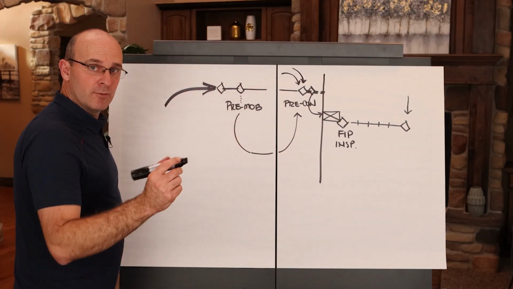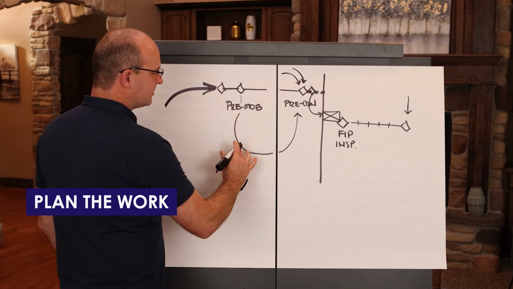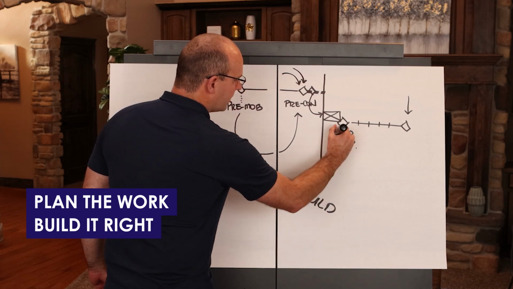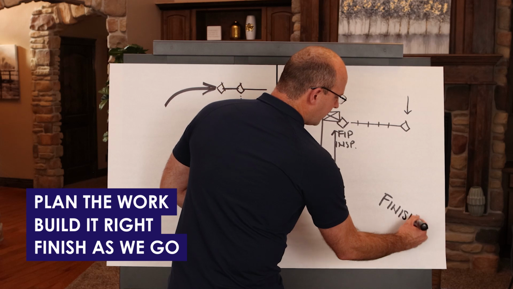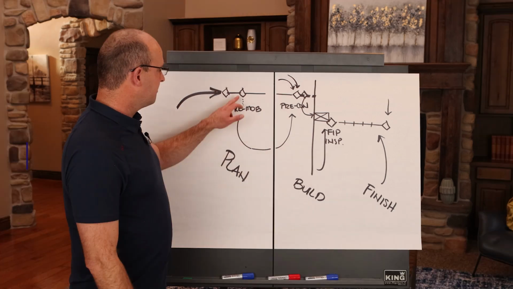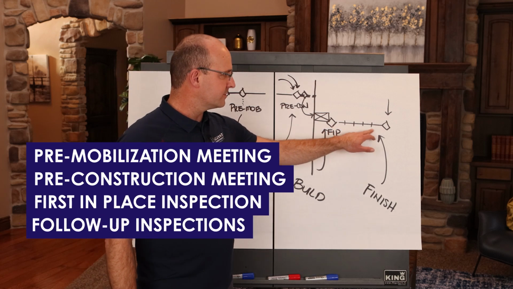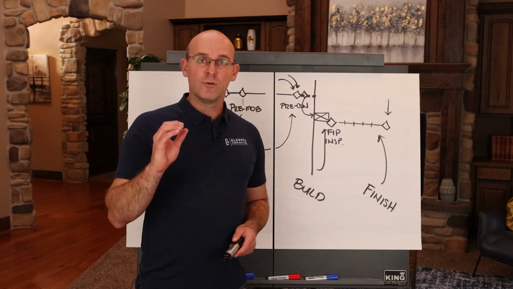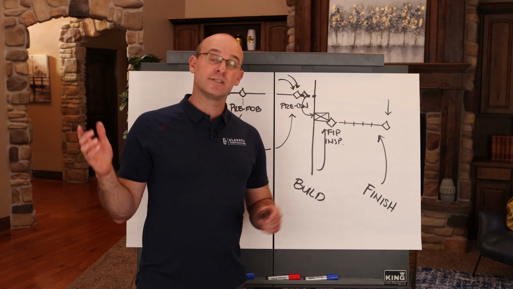So here's the key. When we're doing scopes, we need to plan the work, which is happening up here in this realm. We need to build it right. Okay, so build it right while we're there, with proper expectations. And then we need to finish as we go. So we are making sure that the trade is finishing and that they're closed out by the time they finish that scope. So again, the pre-mobilization meeting, pre-construction meeting, the first in place inspection, follow-up inspections, and final inspection. This is the process that every one of your trade partners will be a part of in order for you to set up this quality system and for the suggestions that I'm about to give you.